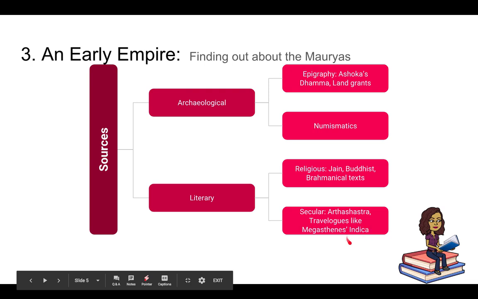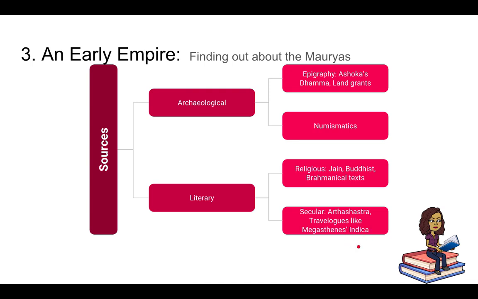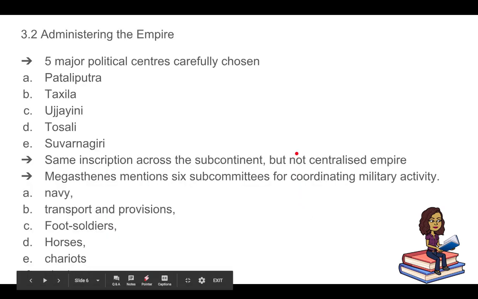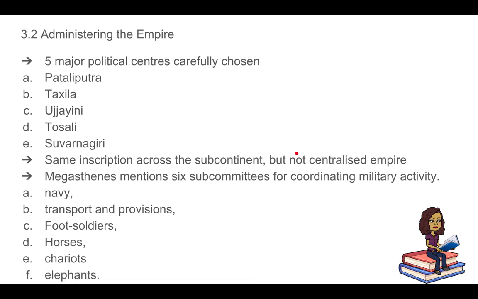Of course, the book as a whole does not exist anymore, but many other authors quoted from the Indica, and this is how we've gotten to know what Megasthenes thought about India in general. We now come to the administration of the empire. Both the Arthashastra and Megasthenes' Indica provide the base of our understanding of administration in the Mauryan Empire.